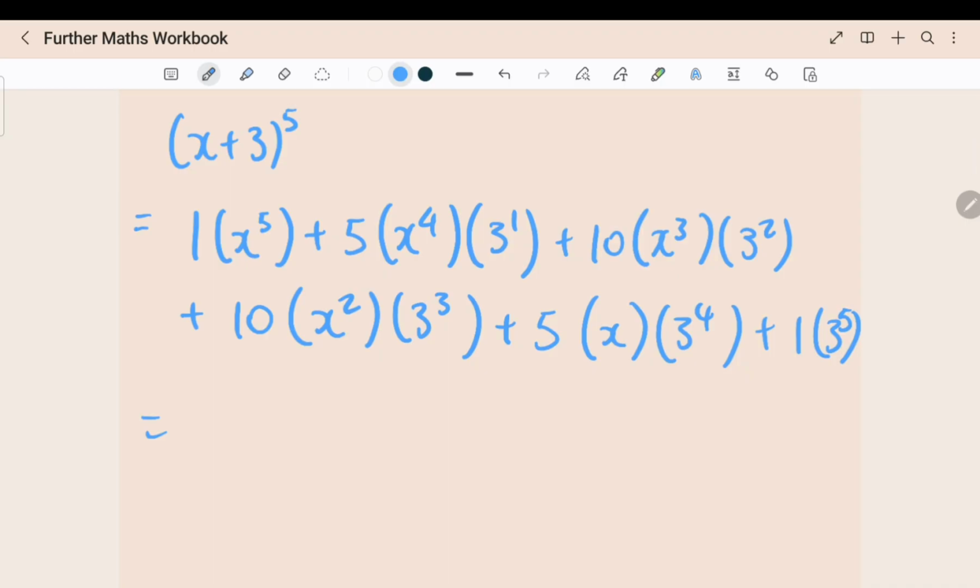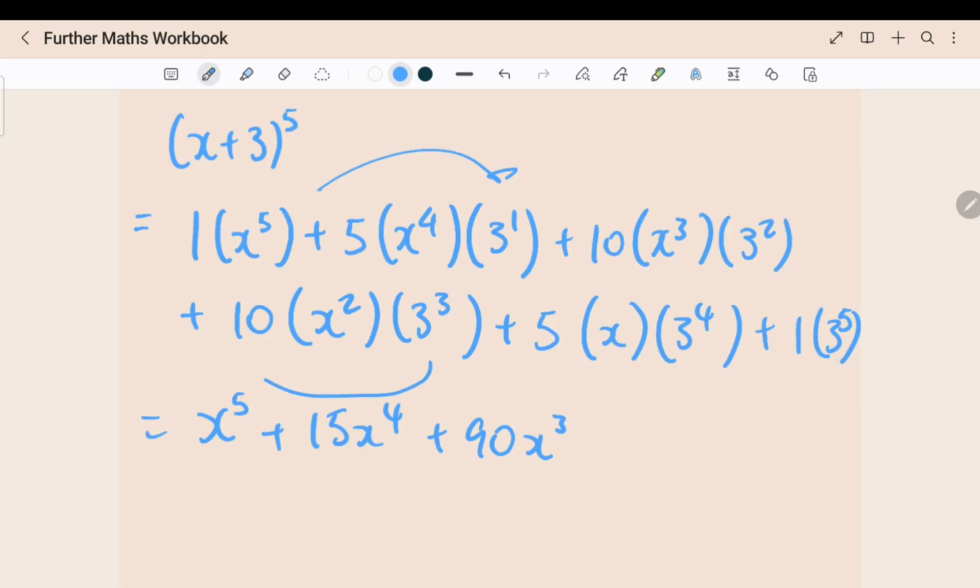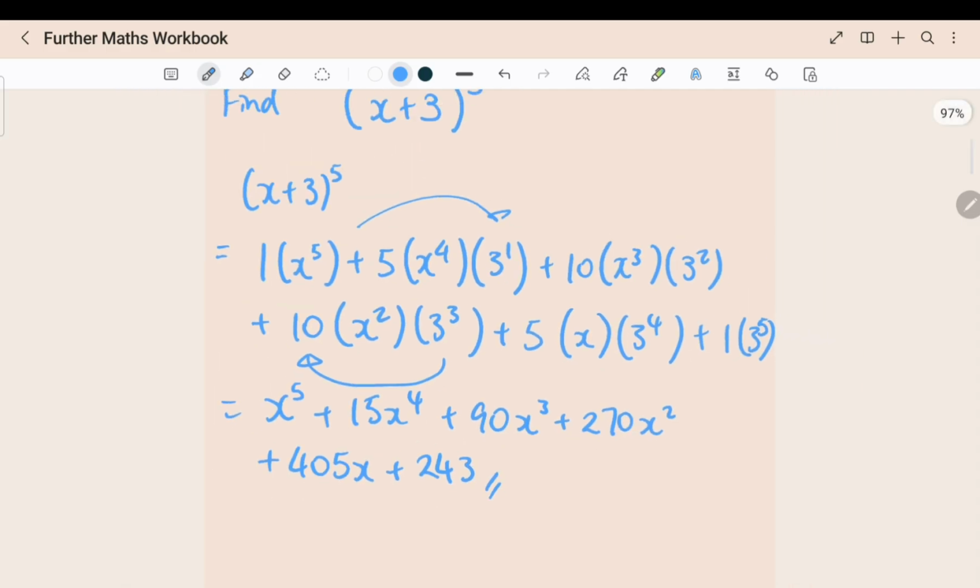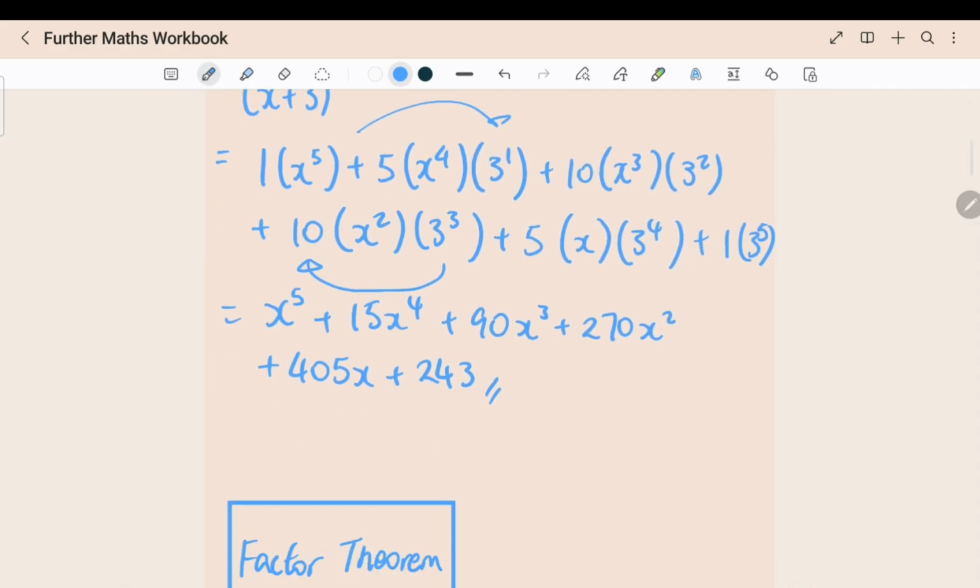So this is quite annoying to simplify, but it's not too horrible, because this gives me 15. And then 3 squared is 9. 9 times 10 is 90. And then here I get 27 times 10, which is 270. Here I get 3 to the 4 is 81. So 81 times 5 gives me 405. And then finally, 3 to the power of 5 is 243. So this will be the final answer of (x + 3)^5 all expanded.